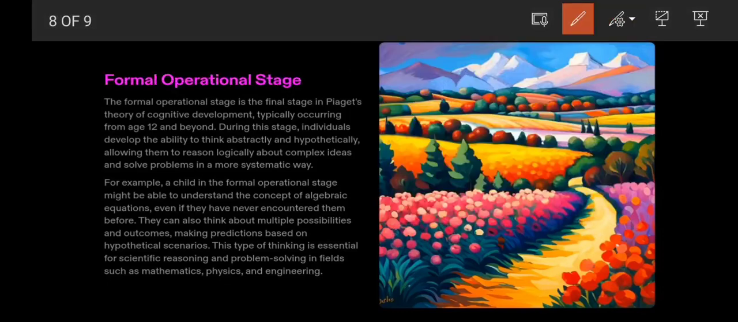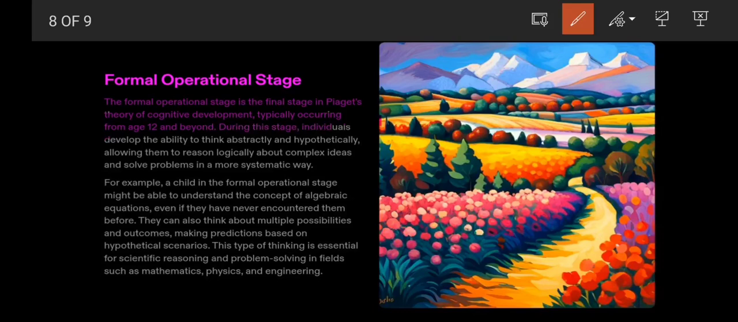Formal operational stage. The formal operational stage is the final stage in Piaget's theory of cognitive development. This is the final stage, typically occurring from the age of 12 and beyond. It means this occurs after 12 years of age.